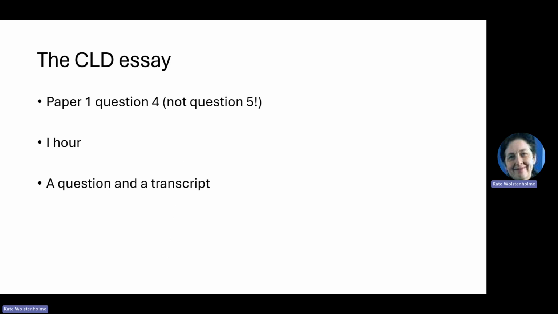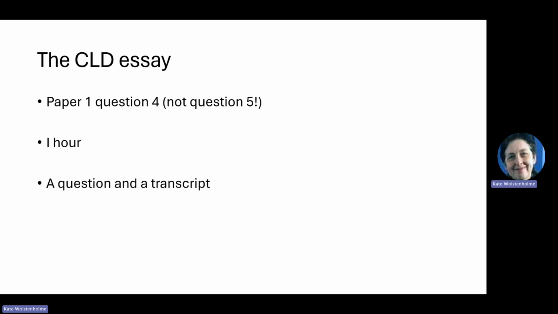Okay, so the child language essay, it's paper 1, question 4. Please remember not to answer question 5, which is about acquisition of literacy. You'll know it's the wrong question because instead of a transcript of a child speaking, it will have some children's writing. Don't do that question, okay? So just ignore question 5. You don't even need to look at it. All right, you can't answer that question. It's a completely different set of theories for acquisition of literacy, which we haven't done. So it's paper 1, question 4.